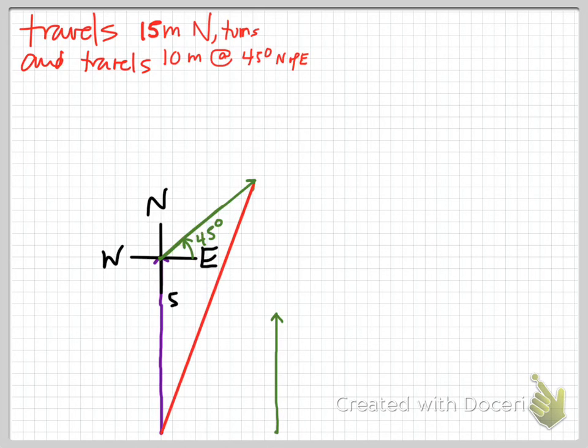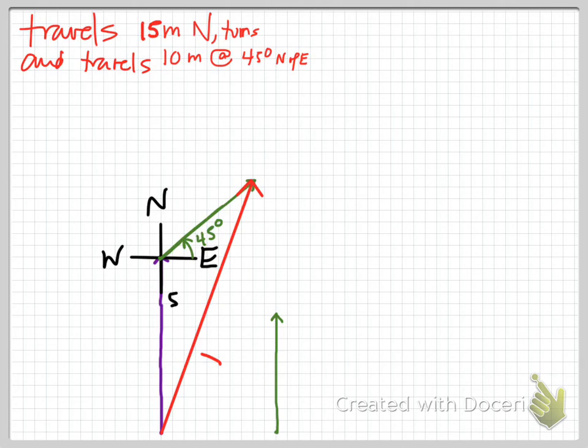Tail to the head. Make sure you put arrows on these things or you can't tell which is the heads and which is the tails. That is my resultant vector. So now, is that delta x or delta y? No, it's just my displacement, because I'm no longer on the x and y axis.